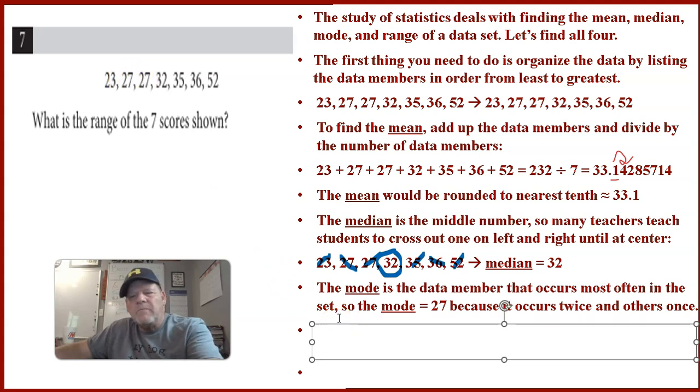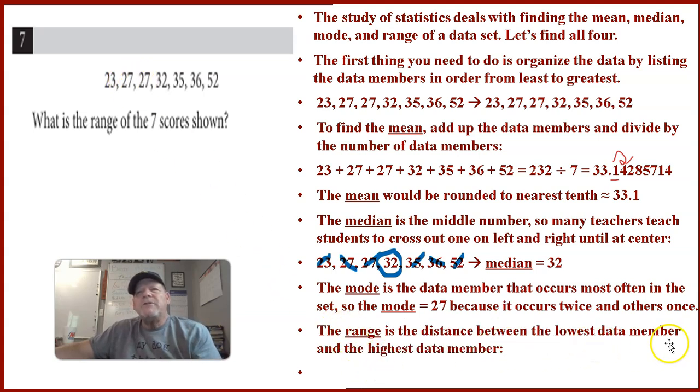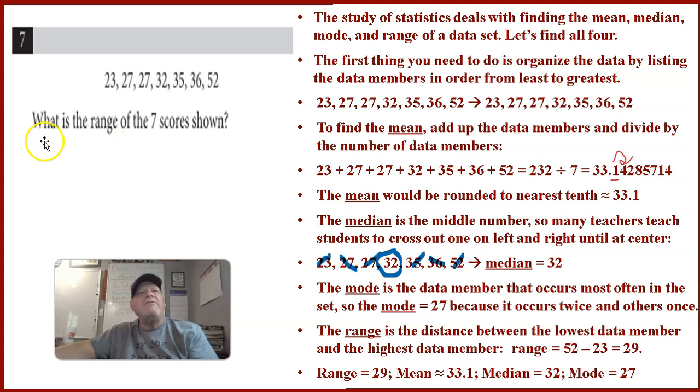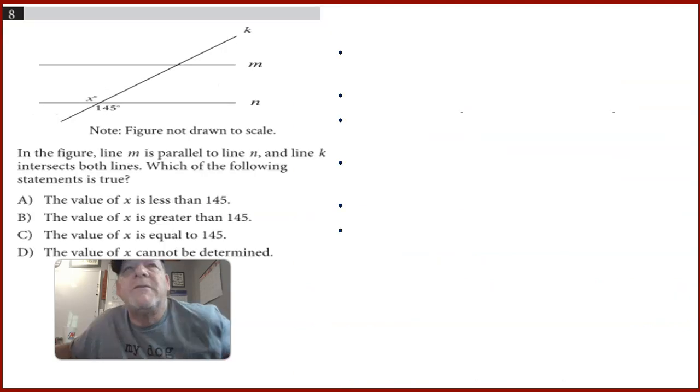So that's the mode. The range is the distance between the lowest data member and the highest, so it's how far apart they are. So the biggest one's 52 minus the smallest one's 23, which is 29. So the answer to what's the range of the 7 scores, the range is 29. We found all of them so that we could practice all the statistics.